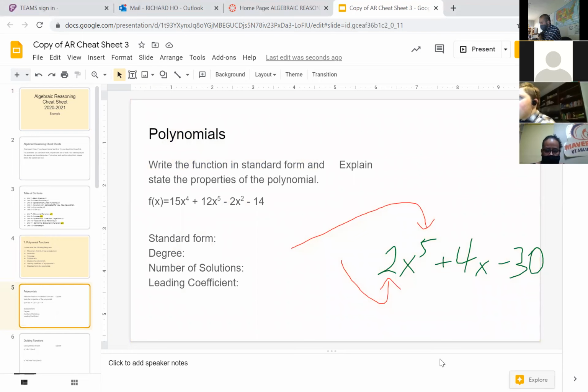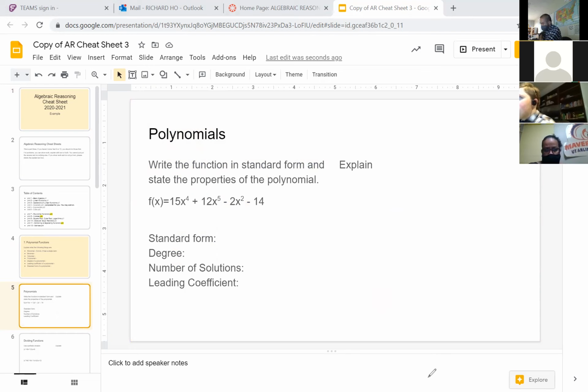Annotate, clear, close that. In order to put this in standard form, this one needs to go first. So 12x to the 5, and then you rearrange it. The degree is the highest term here. The number of solutions is also the highest term here. The leading coefficient is the number that goes with the highest term. In this case, it's 12.